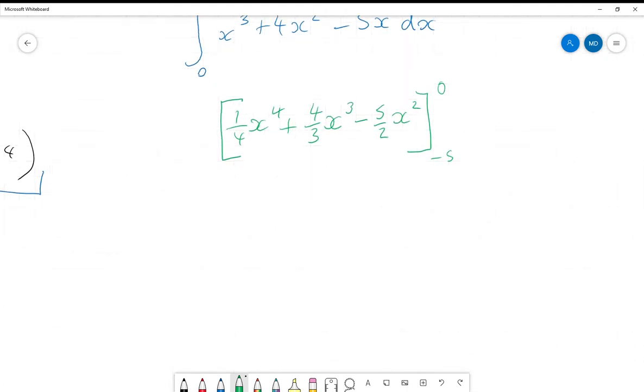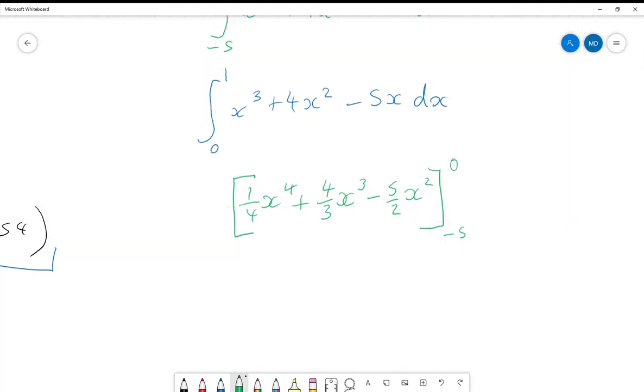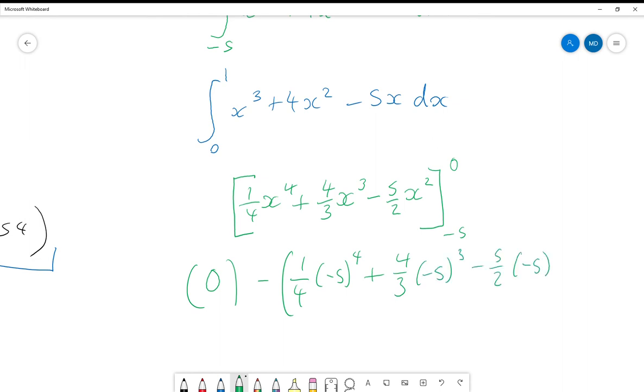Calculating that, plugging in the various values, well, when we plug in the 0 term at the top, it's just 0. Of each term, everything's just going to go to 0. And then we subtract, plugging in minus 5. So 1/4 of minus 5 to the power of 4. Notice the use of brackets to avoid issues with the negative. Plus 4/3 of minus 5 cubed minus 5 over 2 lots of minus 5 squared.